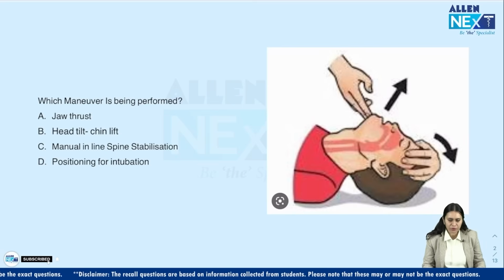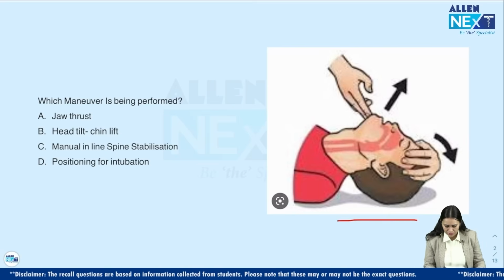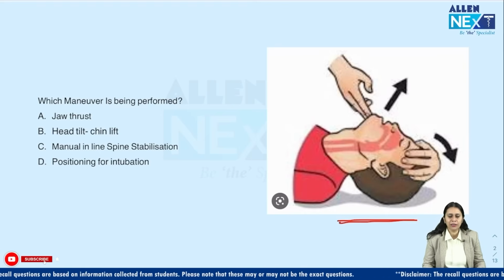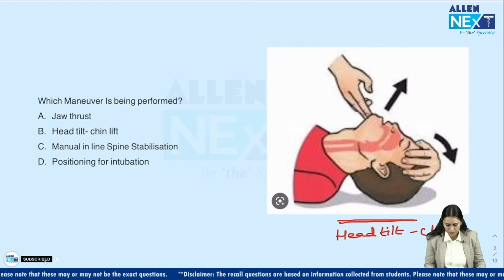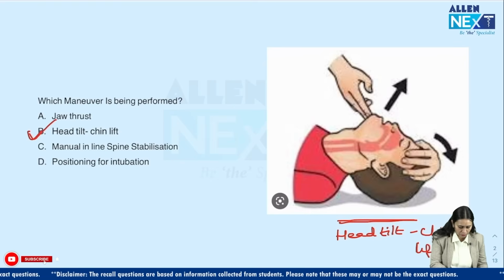So which maneuver is being performed? This image was given and they asked which maneuver is being performed. Now this is a very expected question, right? And the options were jaw thrust, head tilt chin lift, manual inline spine stabilization and positioning for intubation. Now this is head tilt chin lift. So the answer is B.